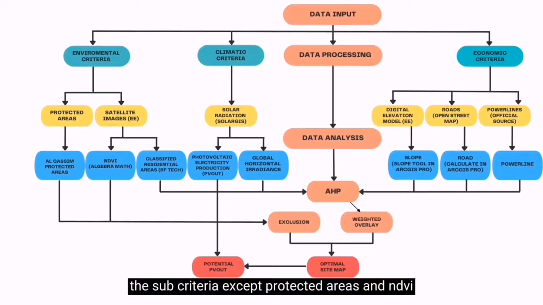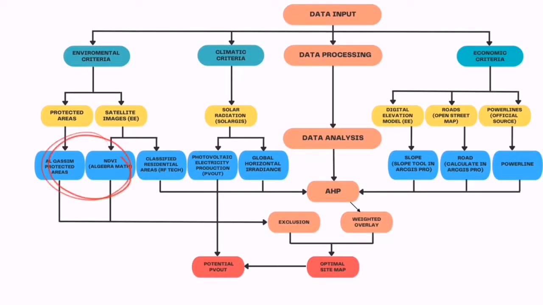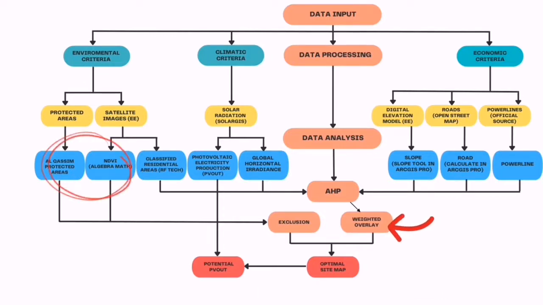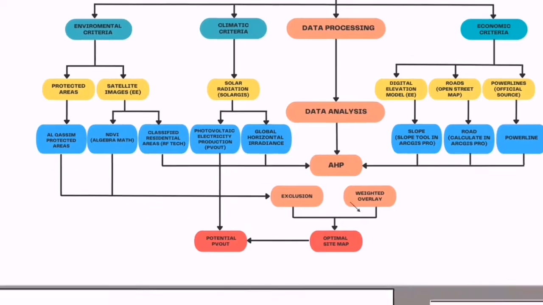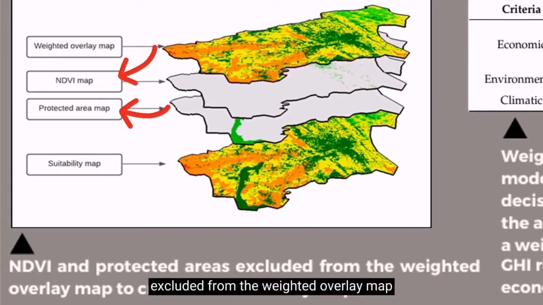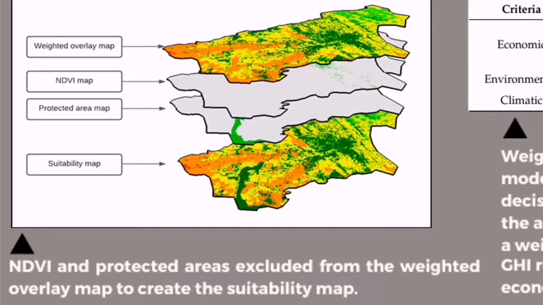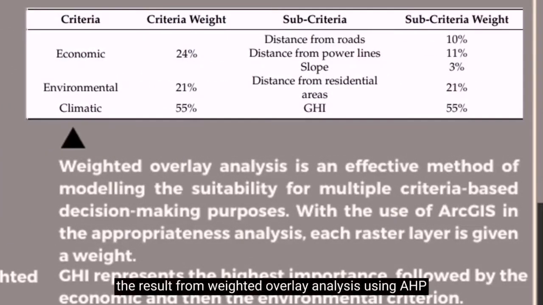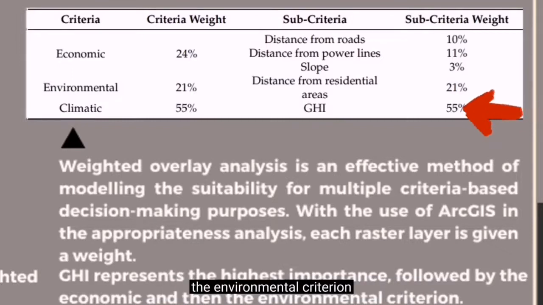The sub-criteria except protected areas and NDVI will be performed weighted overlay analysis using AHP. NDVI and protected areas are excluded from the weighted overlay map, obviously to create the suitability map for power plant site identification. The result from weighted overlay analysis using AHP showed that GHI represents the highest importance, followed by the economic and then the environmental criterion.